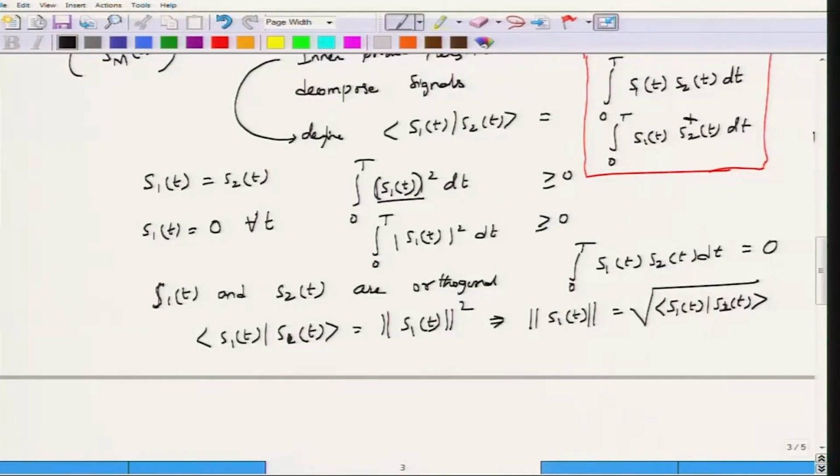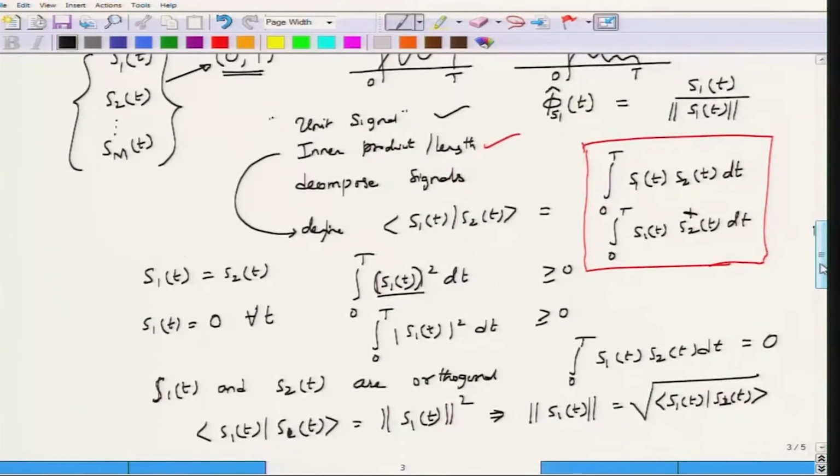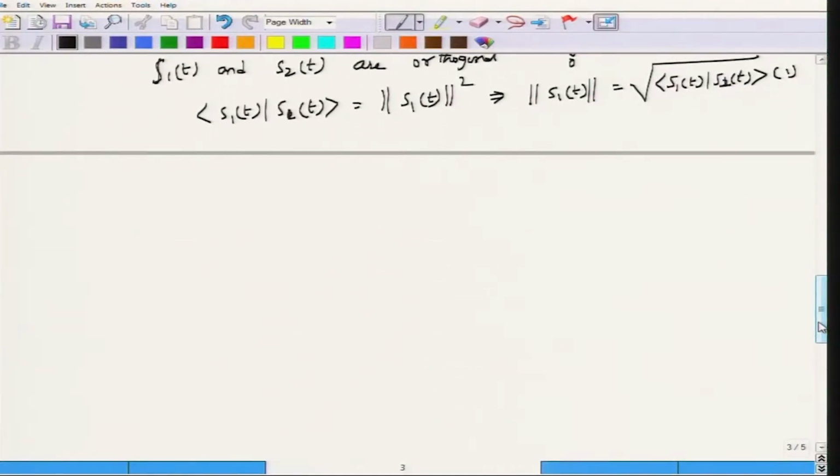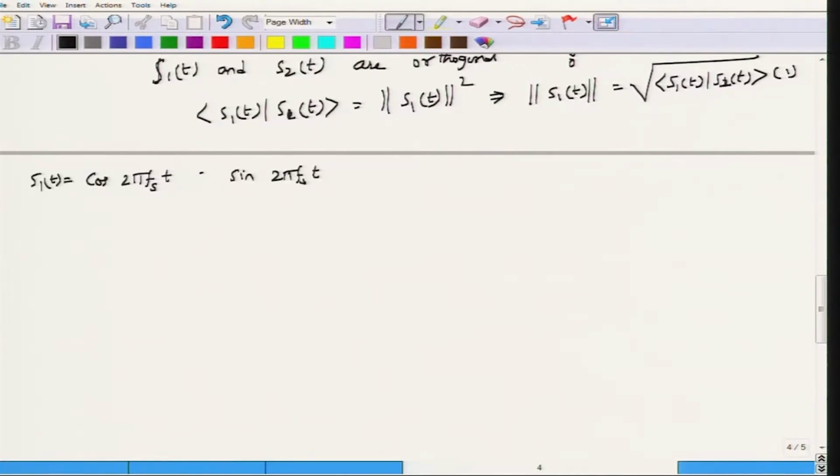So, I can put this length, from equation 1, into equation 2 in the denominator and obtain this unit signal phi S1. As an example, consider this signal which is cos 2 pi fst and another signal sin 2 pi fst. Call this one S1 of t, call this S2 of t.